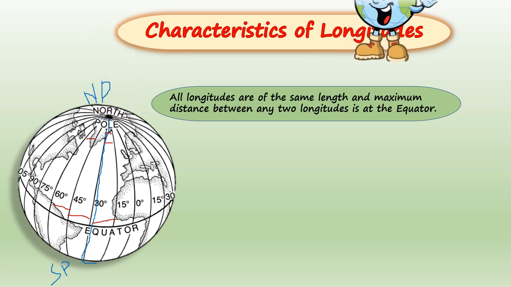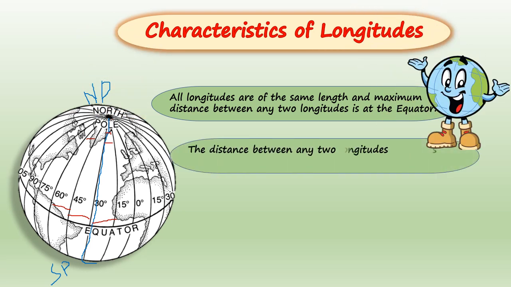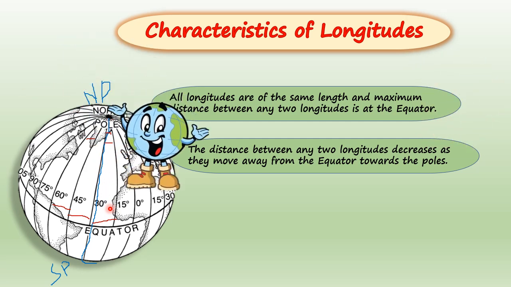Now see what is the next characteristic. The distance between any two longitudes decreases as they move away from the equator towards the pole. Yes children, just now I have told you, when they move towards the pole, they meet at the North Pole. And you can see here, because of Earth's shape, Earth is in spherical shape. So when we move towards the pole, the area is decreasing on the Earth. That is why the distance between two longitudes is decreasing here. Is it clear children?